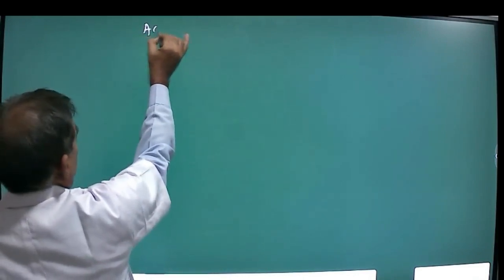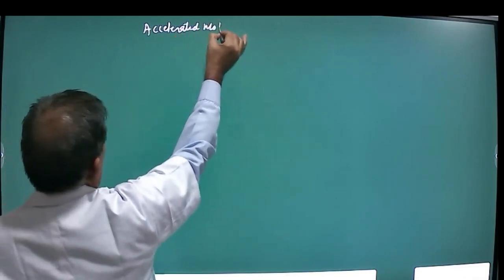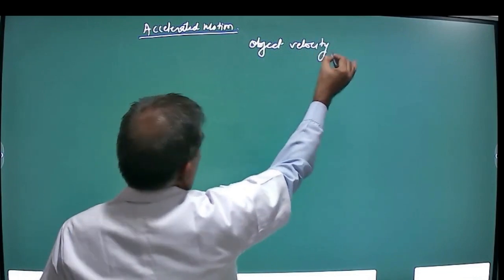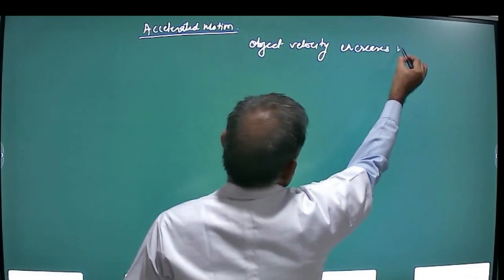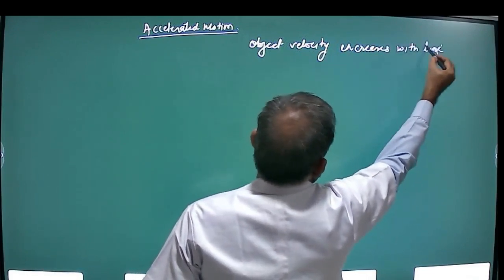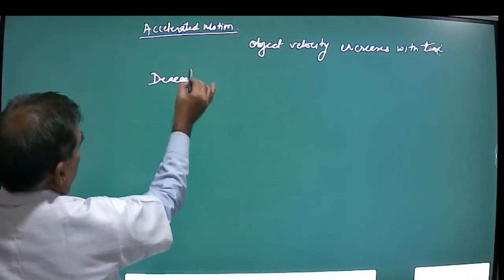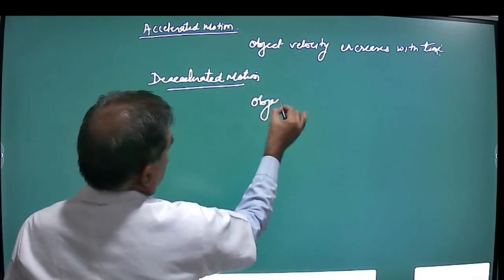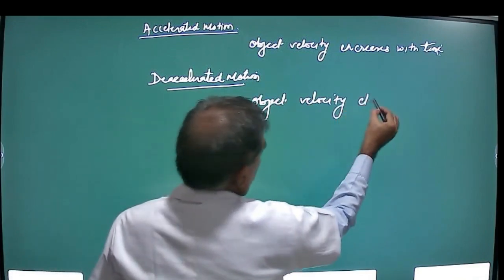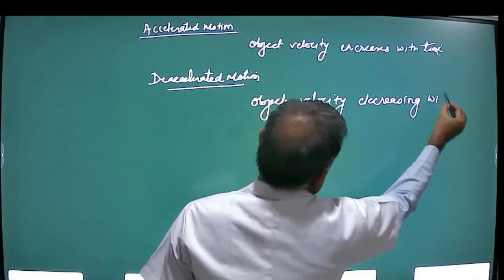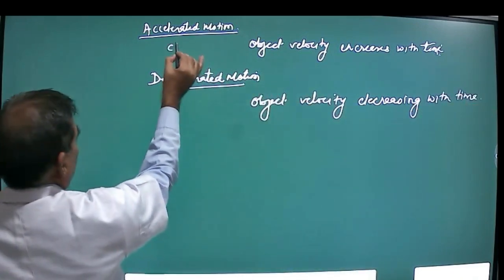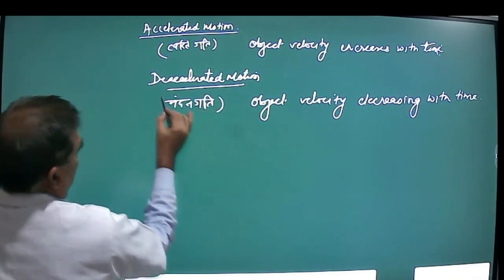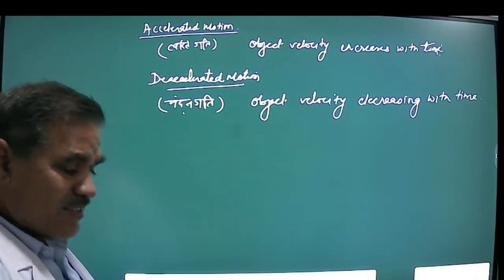Therefore, accelerated motion means the object's velocity increases with time, and decelerated motion means the object's velocity decreases with time. इसको कहते हैं त्वरित गति, इसको कहते हैं मंदन गति. So this is the concept of acceleration and deceleration.